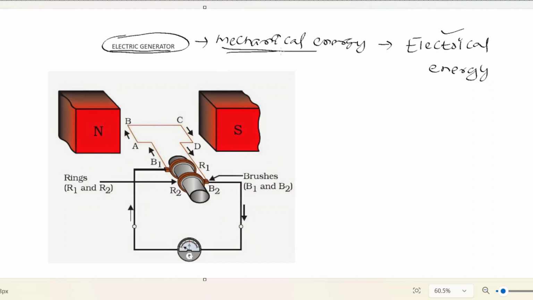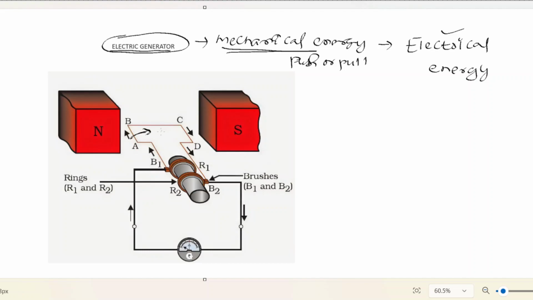What is mechanical energy here? I told you mechanical energy means push or pull of an object. So push or pull, what will we do? We will rotate the coil in particular directions, and this is called a push. We are pushing the coil or rotating the coil in a particular direction.